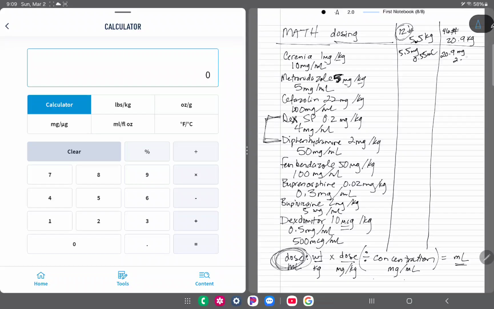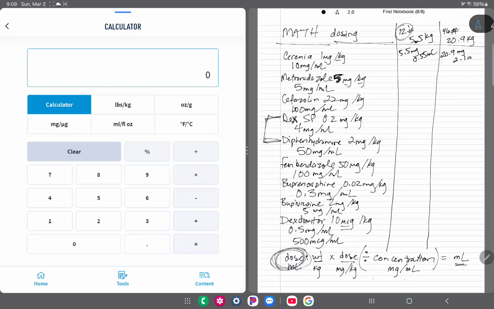Well, I'm not going to write that. 2.09 rounds to 2.1 cc's. Mils and cc's are the same thing, so we can write either. And that's what I'm going to give. I'm going to draw up 2.1 cc, and I'm going to give that to the animal. IV, sub-Q, not IM. That's mean with Serenia. Now move on to the next one.